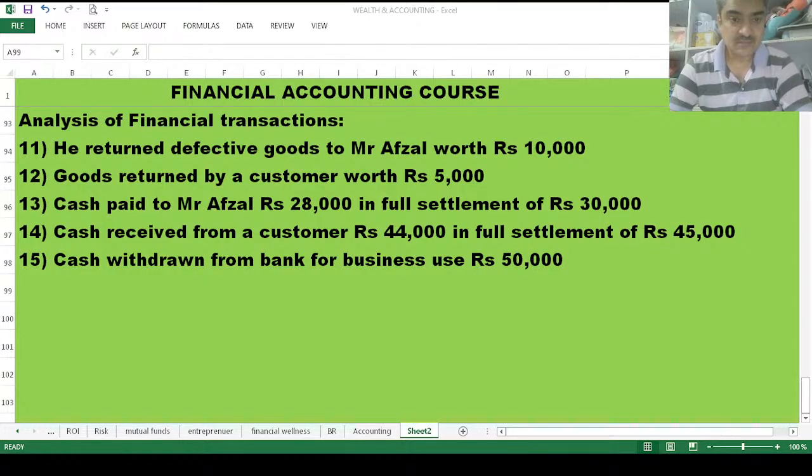Now the two changes in this transaction are, number one, there is an increase in cash balance by rupees 50,000 because we withdraw the cash and keep it in our business. And number two, there is a decrease in bank balance by rupees 50,000. So both are assets. One asset is increasing, which is cash, and the other asset is decreasing, which is the bank balance.